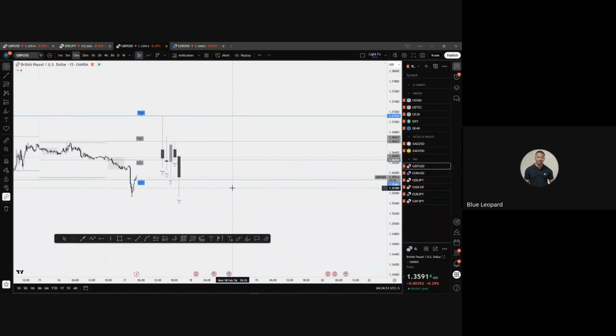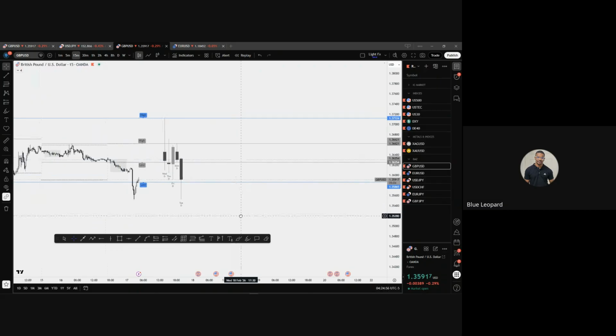Now, these are your steps. First step, when you want to catch a move, take notes now, guys. First note, every time you want to catch a move, you must think weekly.